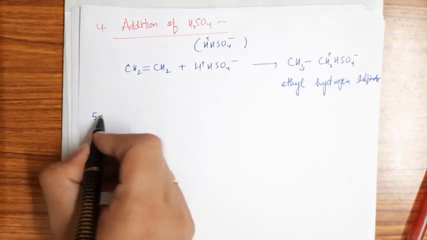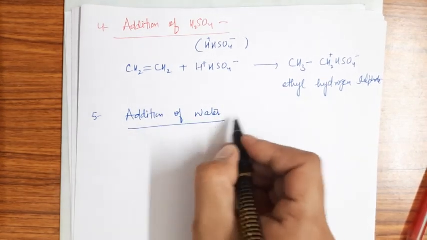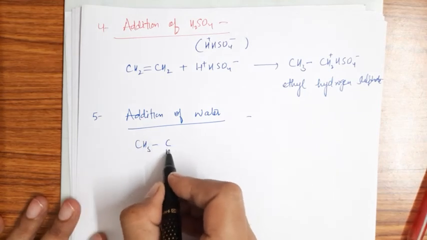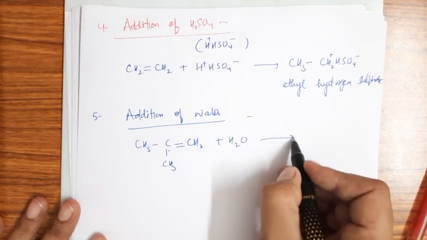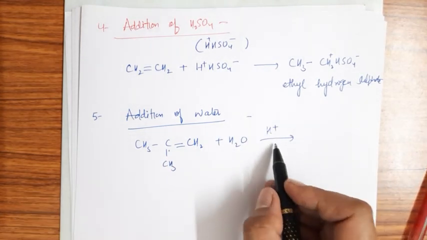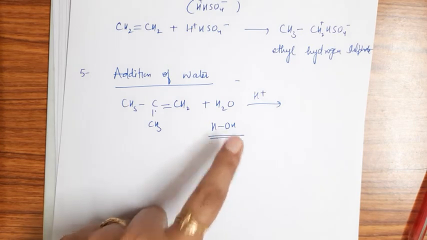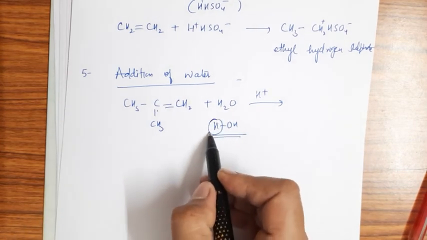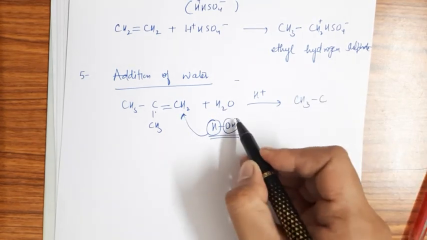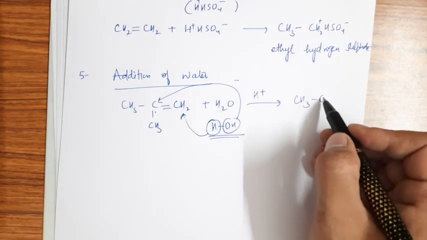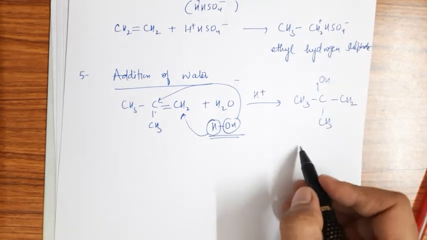Now the next is the addition of water. This addition of water takes place when we take some acid. In presence of acid, we do the addition reaction. Simply we can write it in this way, HOH. Again use the Markovnikov rule. H goes to the carbon which already has more hydrogens, so the negative part of the addendum goes to the carbon having fewer hydrogen atoms. So this will be the product, right?